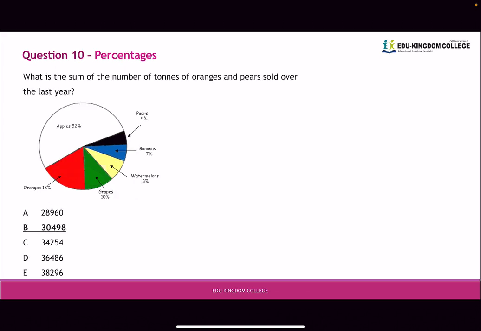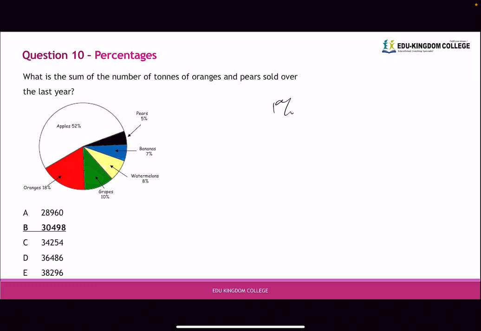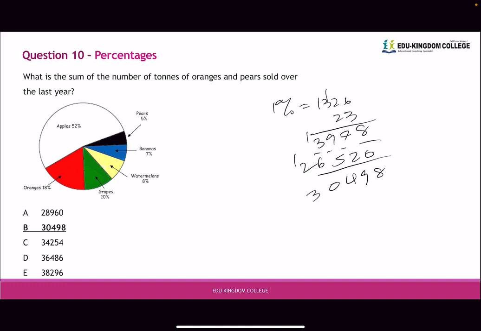So part C. So question 10, it's the same thing. We have 1% equals 1326, but we're multiplying by oranges and plus pears. So we don't want to do oranges and pears separately. Add them together first. So that's 23% altogether. And when we multiply them, you should get 8, 7, 9, 3, 12, 5, 6. You can pause and double check this if you want. Okay, if you think something's wrong, double check it. I believe there shouldn't be anything wrong.